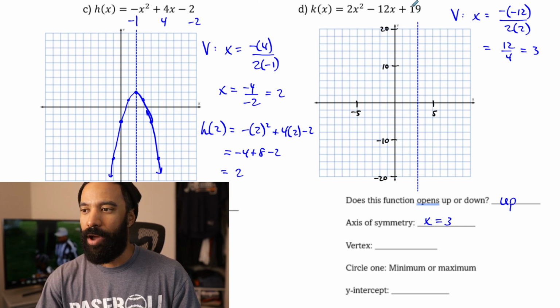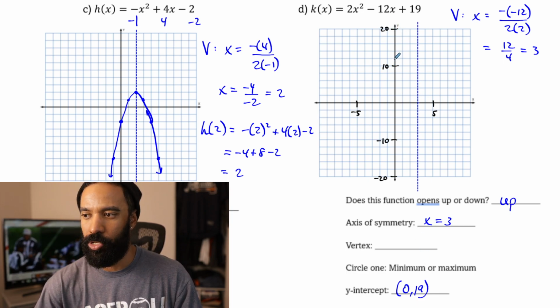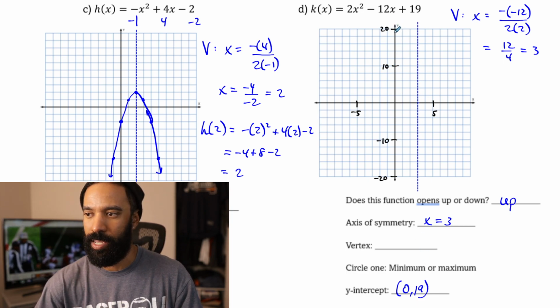Okay, so now I can plot the y-intercept, which is at 0, 19. So that's going to be halfway. These go by 2, so 12, 14, 16, 18, 20. 19 is halfway between these guys.